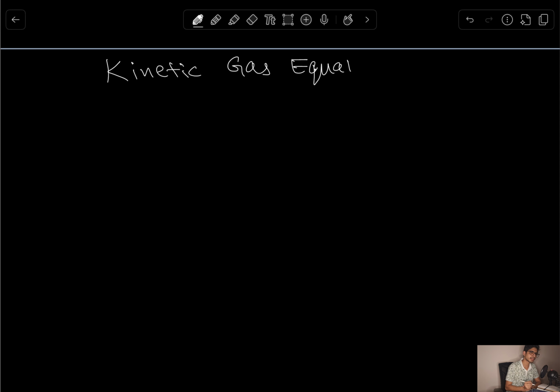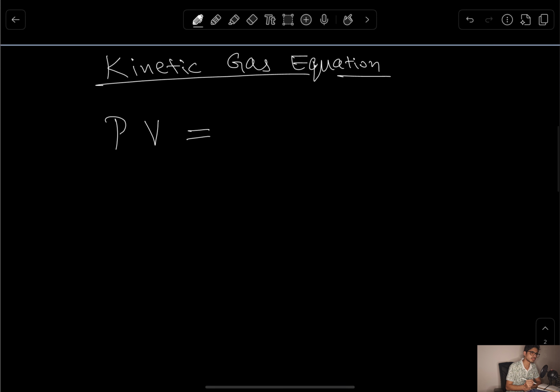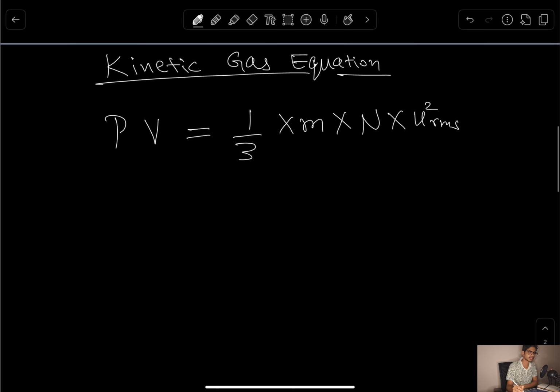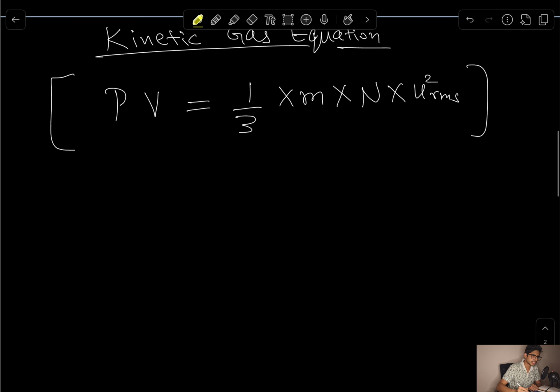Now we'll talk about the kinetic gas equation. This is very important. So what's the kinetic gas equation? It is PV = 1/3 m n u_rms². So what are these terms? We'll talk about it. P stands for pressure exerted by the gas.